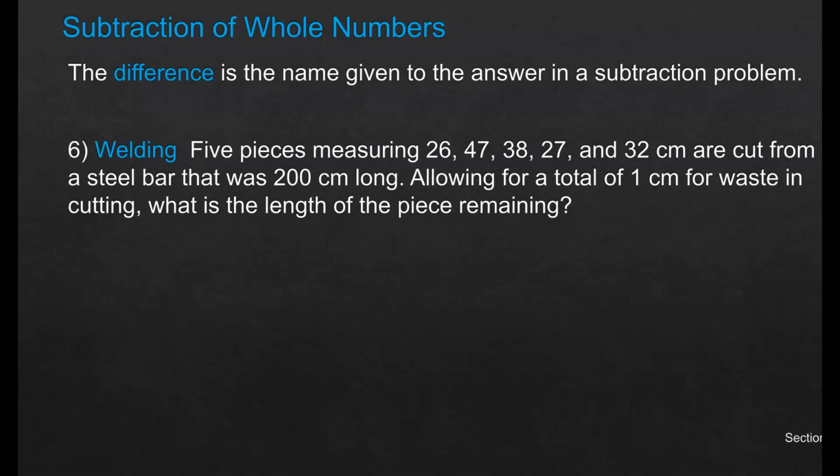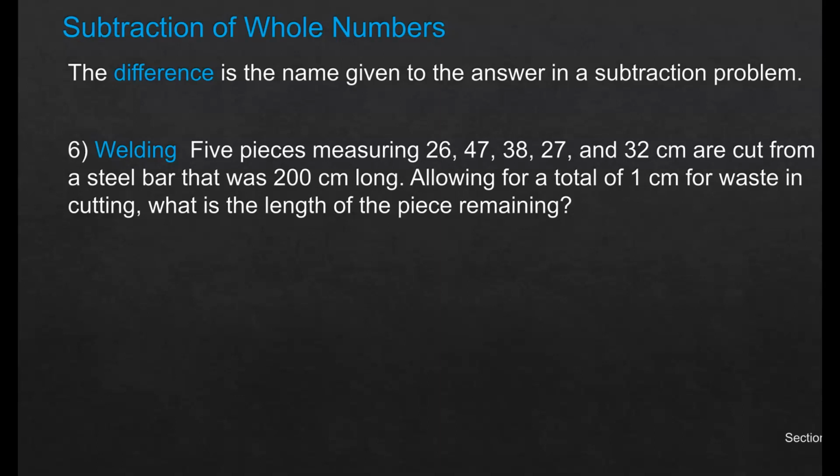5 pieces measuring 26, 47, 38, 27, and 32 centimeters are cut from a steel bar that was 200 centimeters long. Allowing for a total of 1 centimeter for waste and cutting, what is the length of the piece remaining? So the length of the piece remaining is the part that tells you to subtract. If that didn't sound like subtraction to you, that just means you just have to do some practice with this.